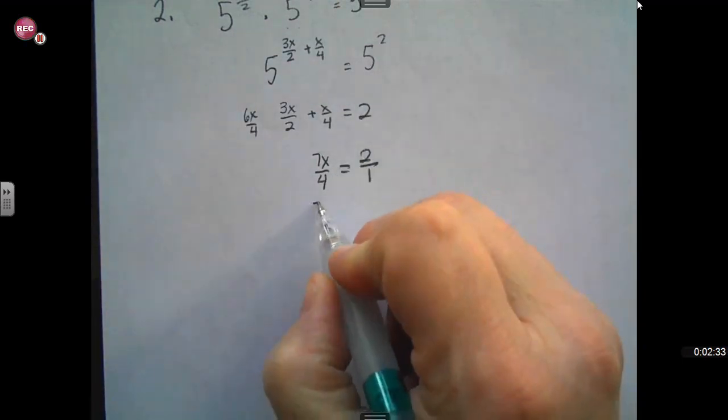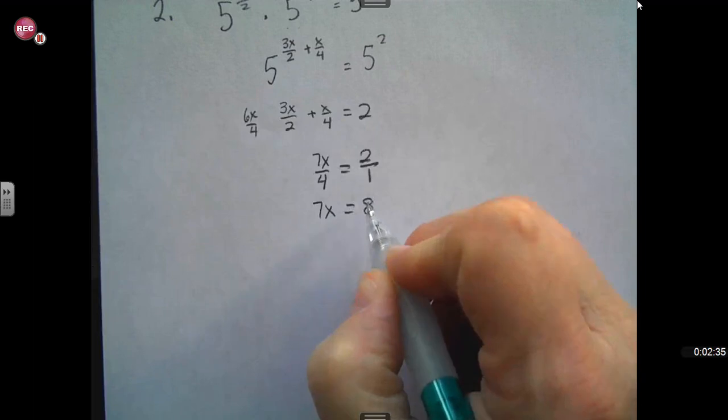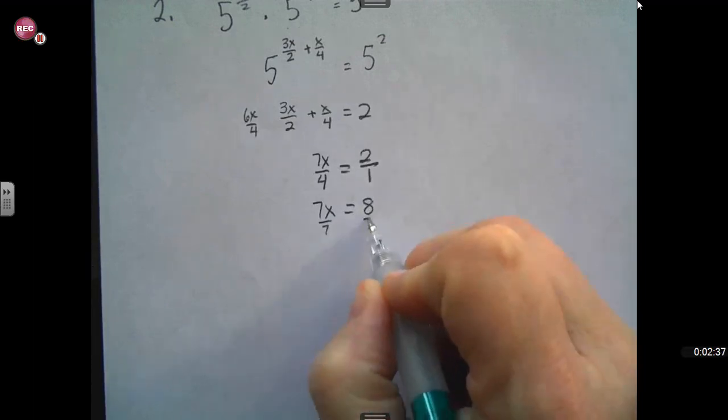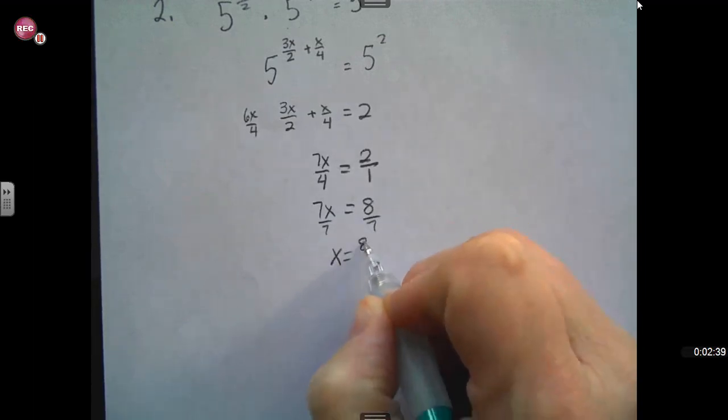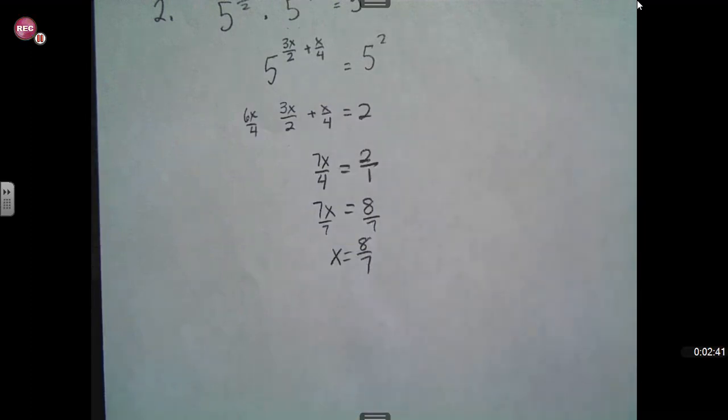Cross multiply, 7x equals 8. Divide both sides by 7. X is 8 over 7.